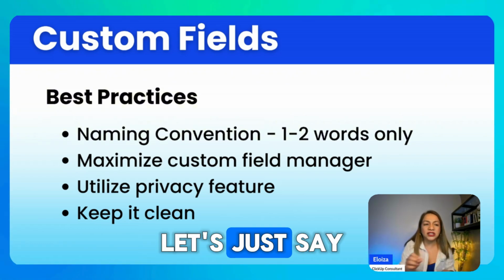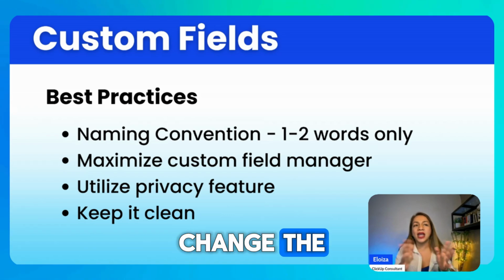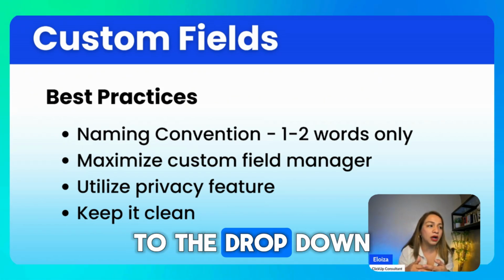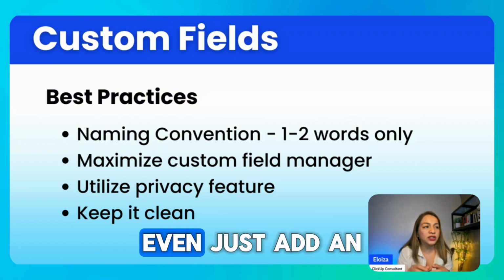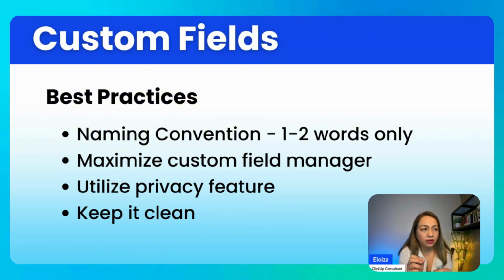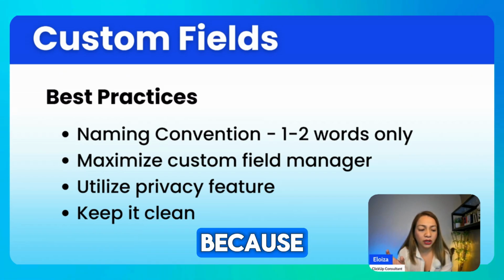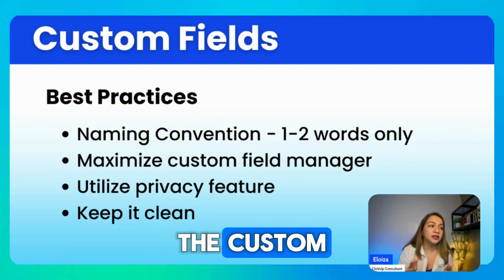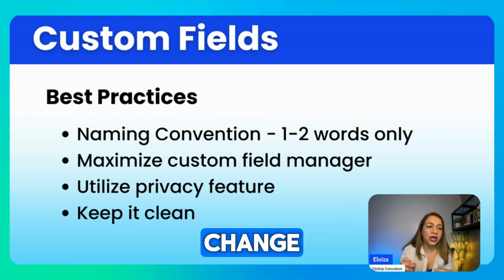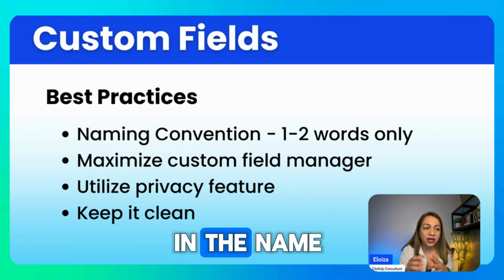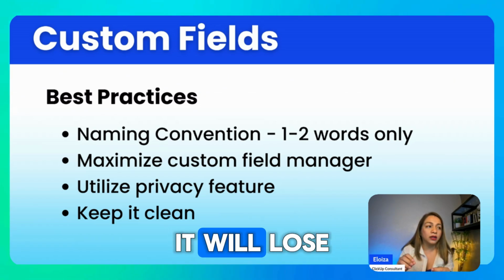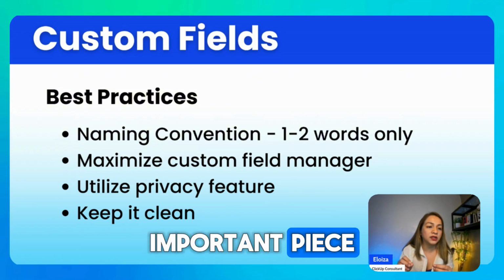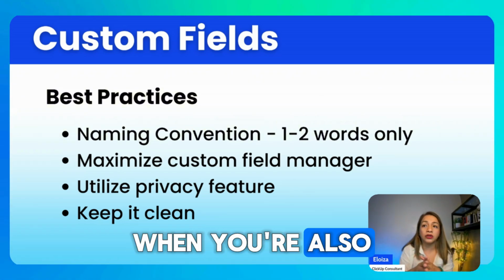Because let's just say you decided to change the name of the custom field, or add an option to the drop down, or even just add an emoji to the label. That will affect the automation because the automation maps out the different names of the custom fields. So if there's any change in the name, it will lose the mapping of the custom field. So that's an important piece of information that you need to remember when you're doing automations.